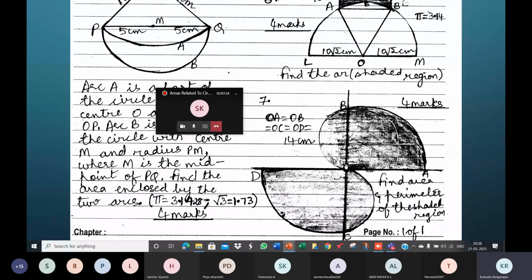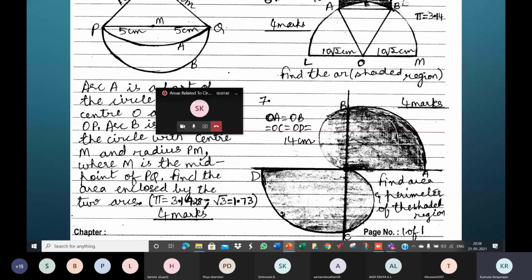Diameter is 14, radius is 7. So that is for the semicircle. When you're working with the semicircle, the radius is 7. What about the radius of the quadrant, children? 14, ma'am. What is the radius of the quadrant? 14 or 7?